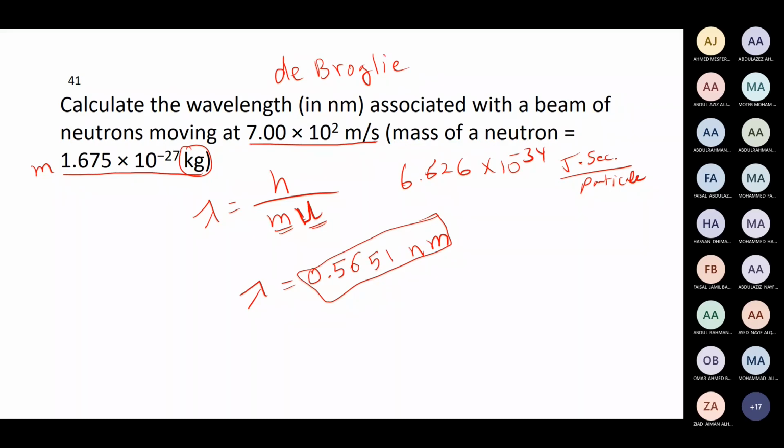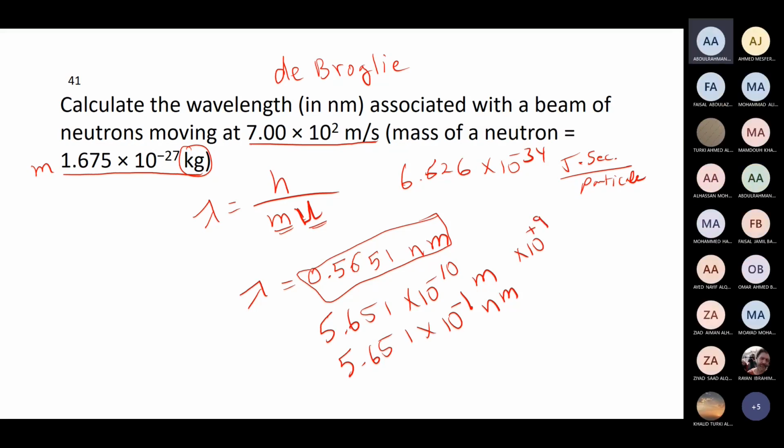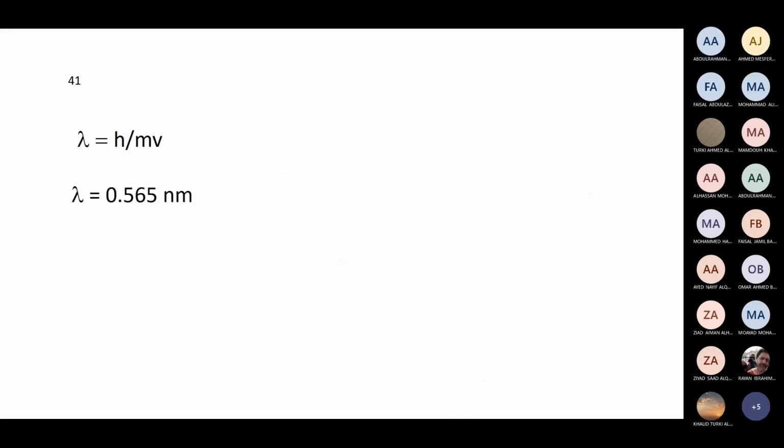Can you see how I changed it? Yes, you're right when you said 5.651 times 10 to the power minus 10 meter, or 5.651 times 10 to the power minus 1 nanometer. Why? Because you multiply by 10 to the power plus 9 to make it nanometer. And now I will change it to 0.565 nanometer. Clear, guys? Clear. Good.